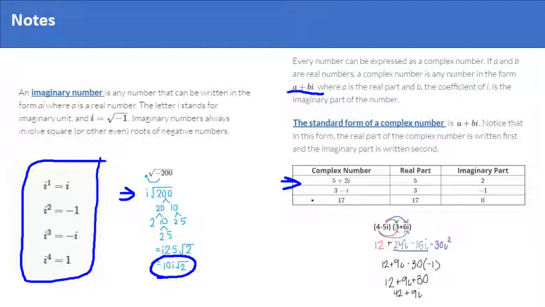Now, also look at this last example. You have a complex number of 17. Well, the real part is 17, and notice you don't have an i number, so your imaginary part is 0.